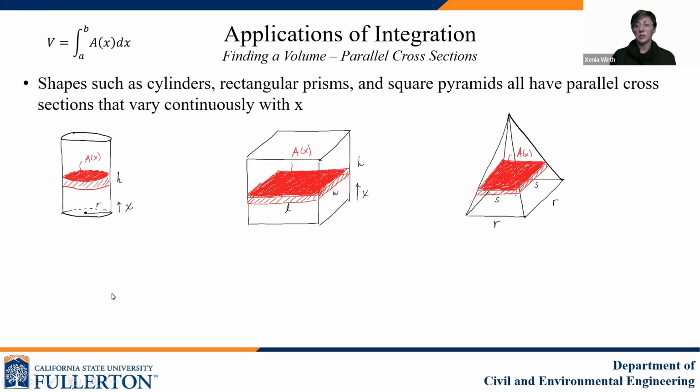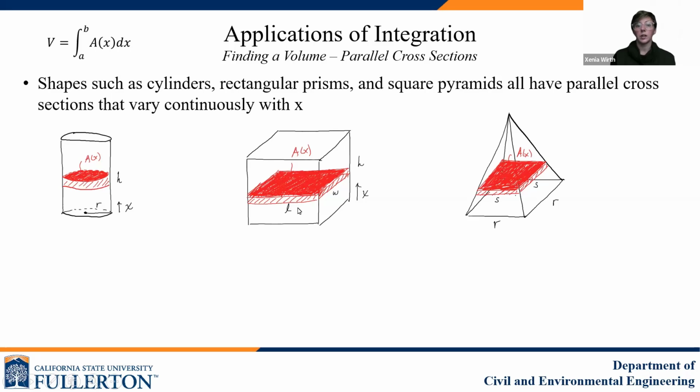This is something that we actually use and see every day with a lot of common shapes that we find the volume of, but we can actually describe them by integration as well. Shapes such as cylinders, rectangular prisms, and square pyramids all have parallel cross-sections that vary continuously with x. Let's look at a cylinder over here on the left. The cross-section of a cylinder is a circle. And if you integrate the area of that circle over the height of the cylinder, you get the volume of the cylinder.